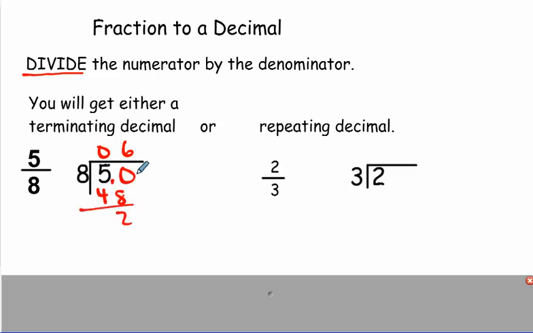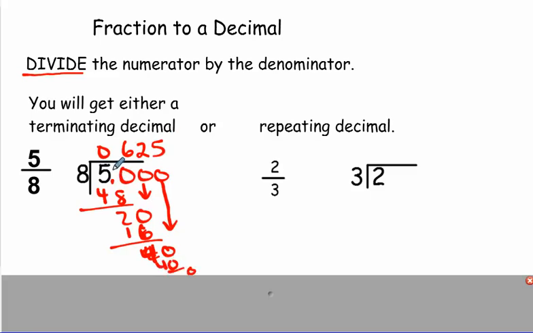Subtract. Every time I subtract, bring down the next number. So I'm going to have to bring down another 0. 8 goes into 20 2 times, that's 16. Subtract. Every time I subtract, bring down the next number. Whoa, who was telling me that was wrong? That's 40 now. 8 goes into 40 5 times, and I am finished.